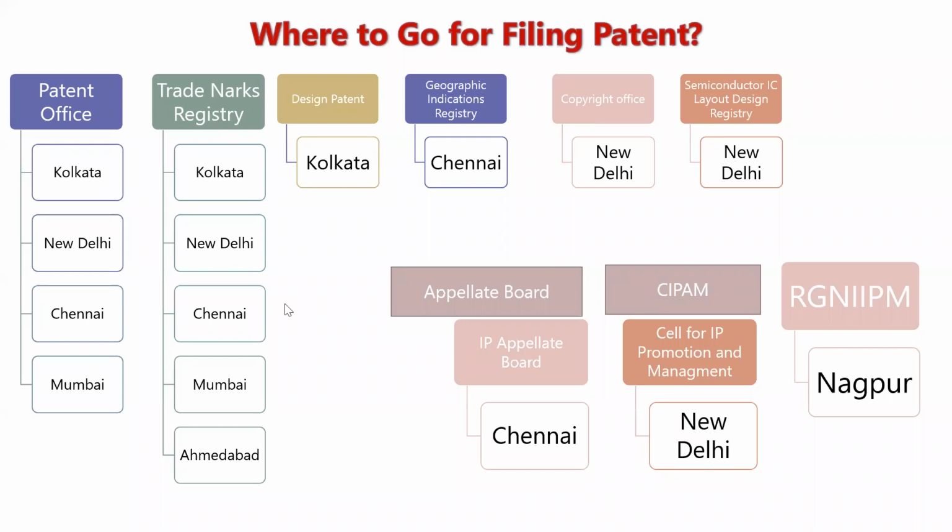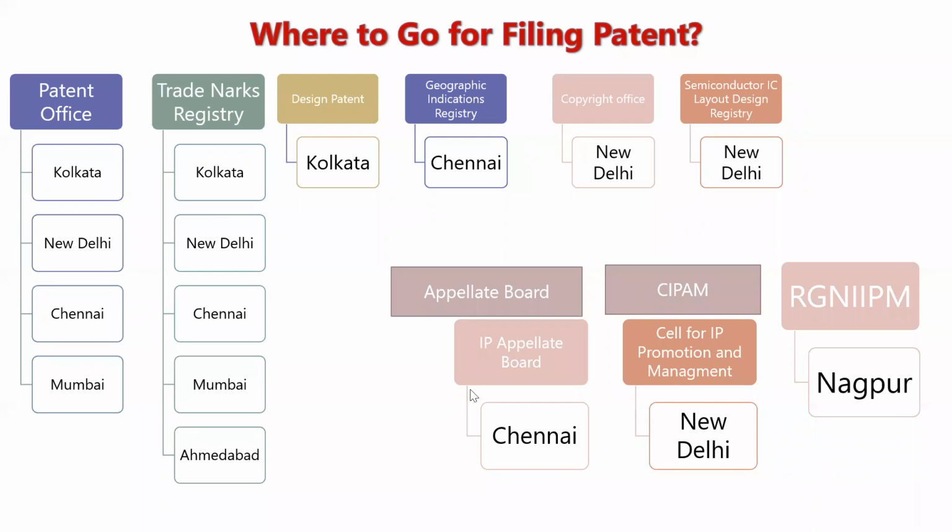If you know that you are going to file trademarks, then you can approach these offices. Or if you are going for the design patent, you have to approach the Kolkata office. So for different categories you have to choose the office. For copyright, you have to approach New Delhi. For Semiconductor IC, you have to approach the New Delhi office. But for the patent hearing aids, you have to approach the Chennai office.